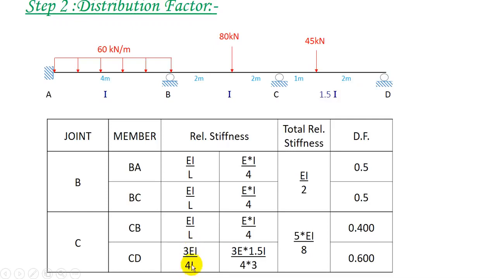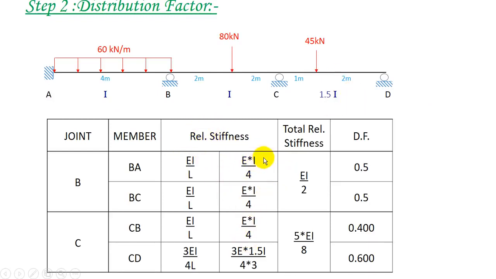Okay, very simple. Only two conditions and two formulas you have to remember. Now, by substituting in these formulas, you need to take into consideration that the I is changing for different members. For BA it is I, and BC also it is I, but for CD it is 1.5 times I. So I have written here relative stiffness.